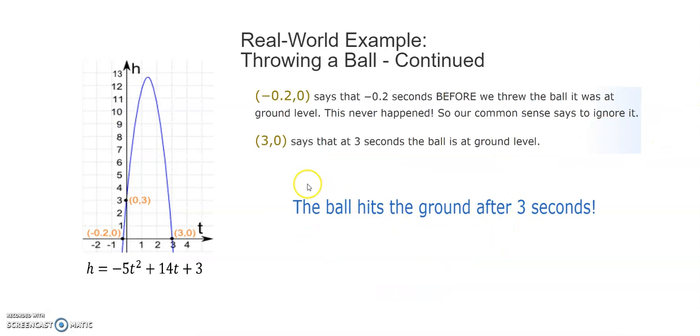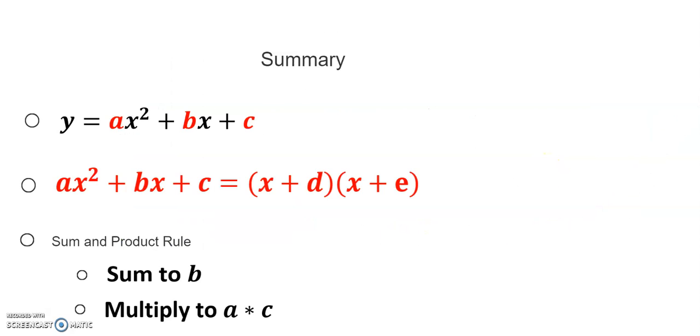Now, as we saw before, we have our two values of when height is equal to 0, which is minus 0.2, this point here, and 3, this point here. So by common sense, if t is equal to minus 0.2, the ball was at the ground 0.2 seconds before we even threw it. Therefore, this never happened, so our common sense is to ignore it, as stated here. But at 3, it says that 3 seconds after the ball is thrown, it's at ground level. Therefore, the ball hits the ground after 3 seconds.